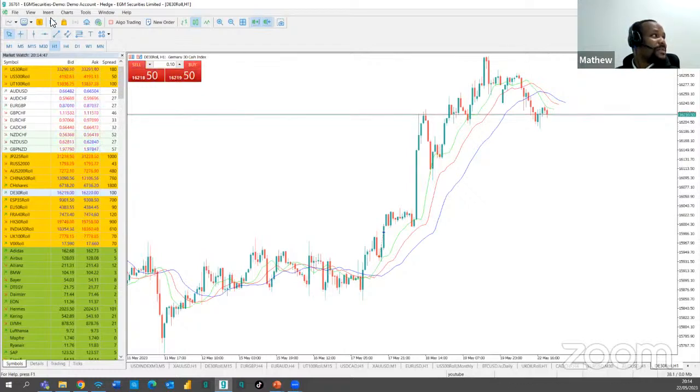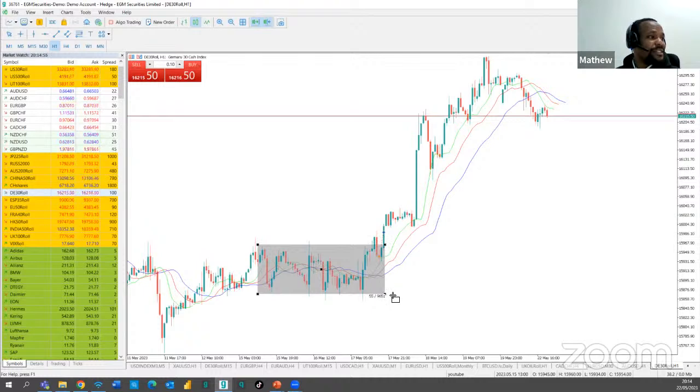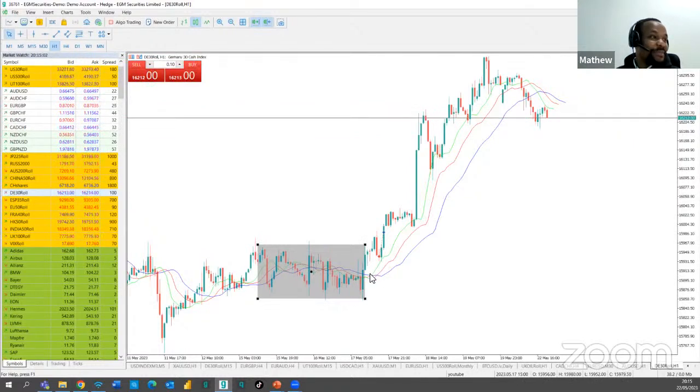Let's look right from the beginning. We had a ranging session here. We have the alligators close together and it was sleeping. And then after some time, it woke up, we had the lips crossing over to the upside, and it was a strong upward move. If you wanted some confluence, you could have used the concept of break retest and then combined with that alligator cross, where you have the alligator awakening. Went all the way up. This was quite a good move.